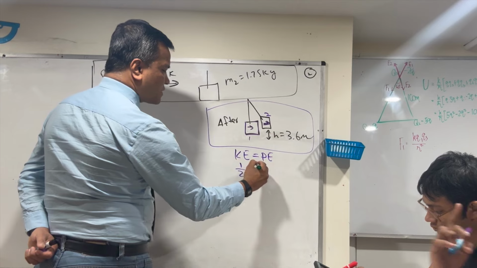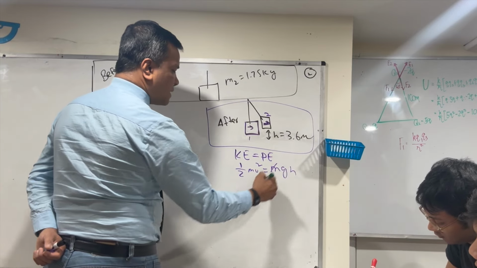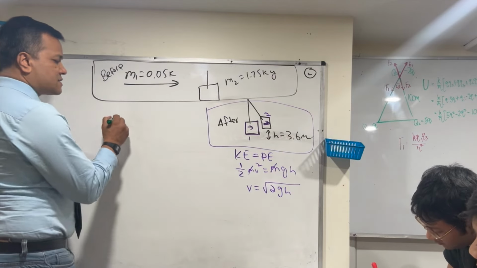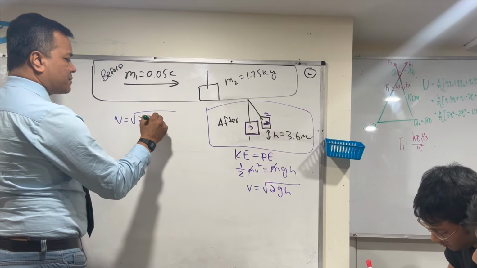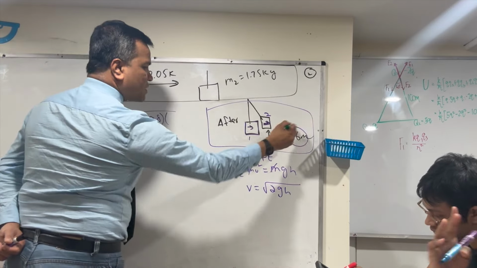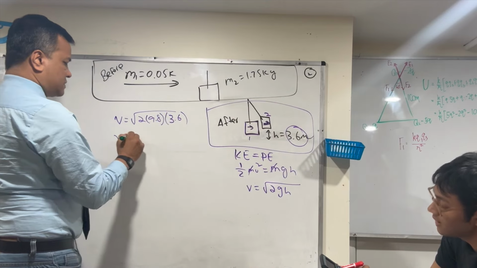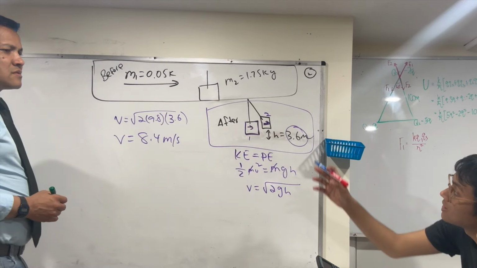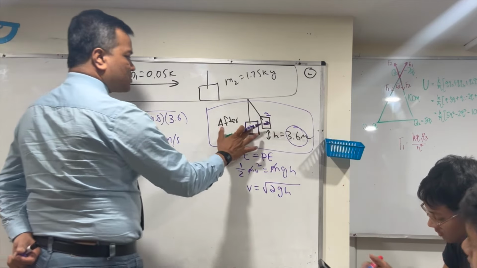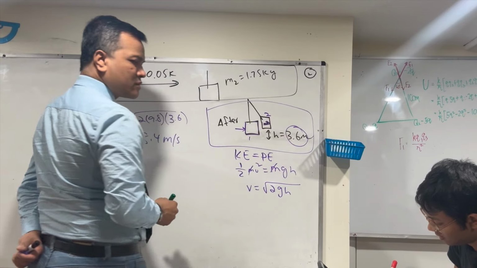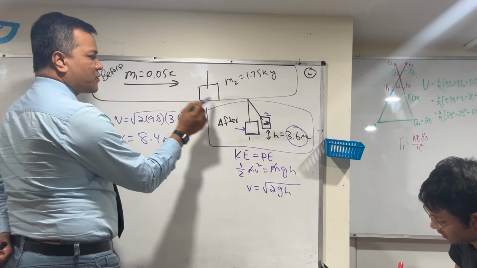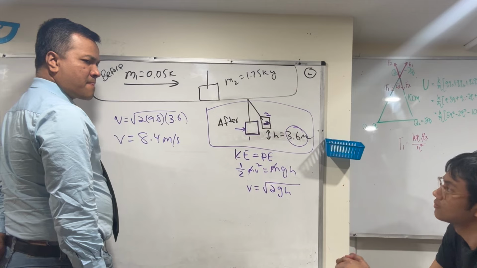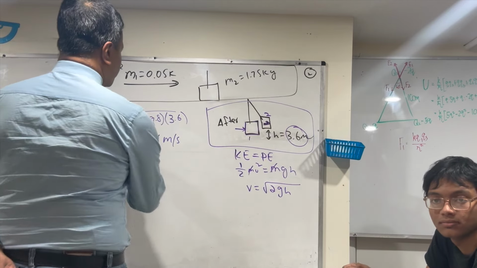So half mv squared is equal to mgh, and the m's cancel. So v is the square root of 2gh. Velocity is 2 times g, which is 9.8, times h, which is 3.6. That's 8.4 meters per second. What are we trying to find? The velocity of the bullet just before it goes into the box. That means we have to use conservation of momentum. We don't know the velocity before it goes inside; we only know the velocity when it's inside.